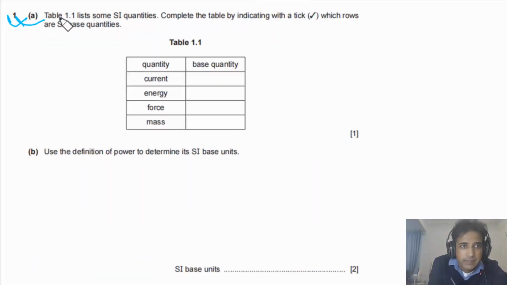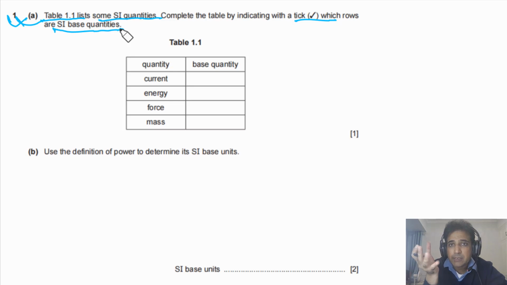Question 1 part A says table 1.1 lists some SI quantities. Complete the table by indicating with a tick which rows are SI base quantities. So first of all we need to understand there are 7 SI base quantities and 7 SI base units.